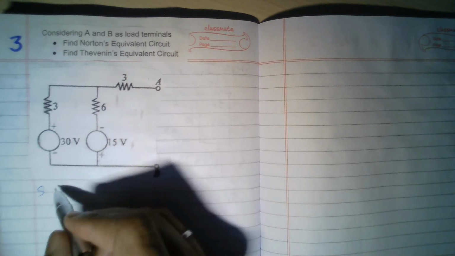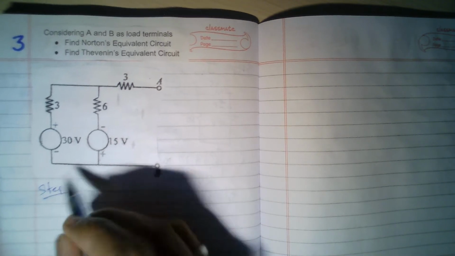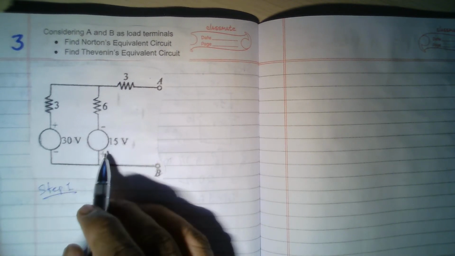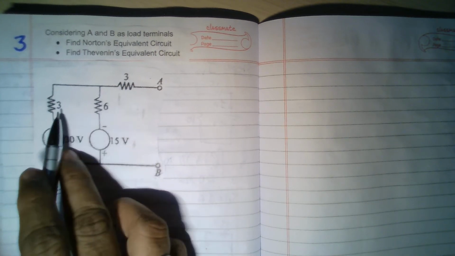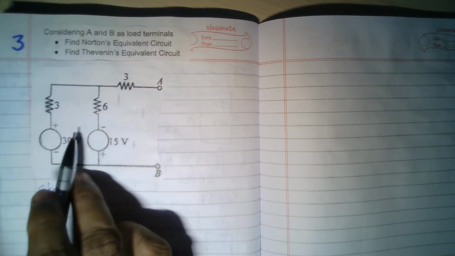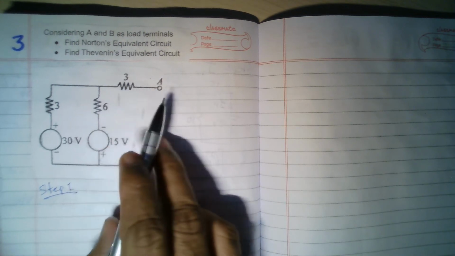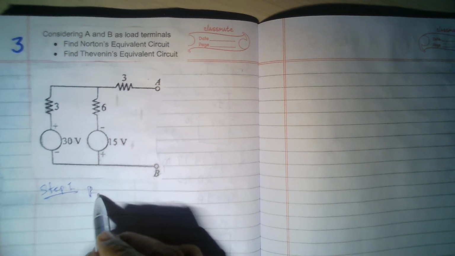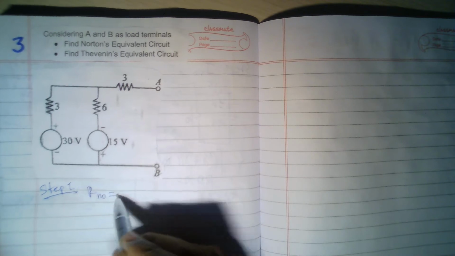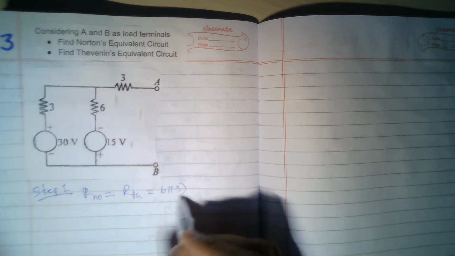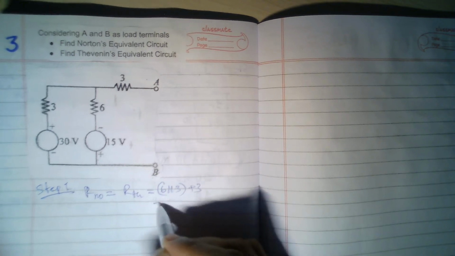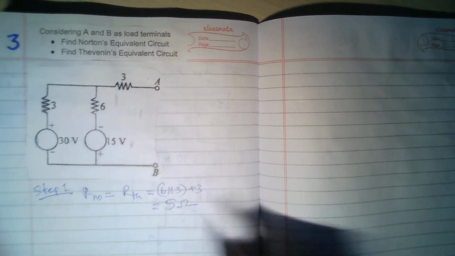Okay, so what do we have here? Step 1 is short circuit all the voltage sources. So 6 parallel 3: 6 into 3 is 18, 6 plus 3 is 9, 18 by 9 is 2 ohms, and then 3 is in series. So R_N, Norton's resistance, is equal to Thevenin's resistance, which is equal to 6 parallel 3 plus 3, which is equal to 5 ohms.